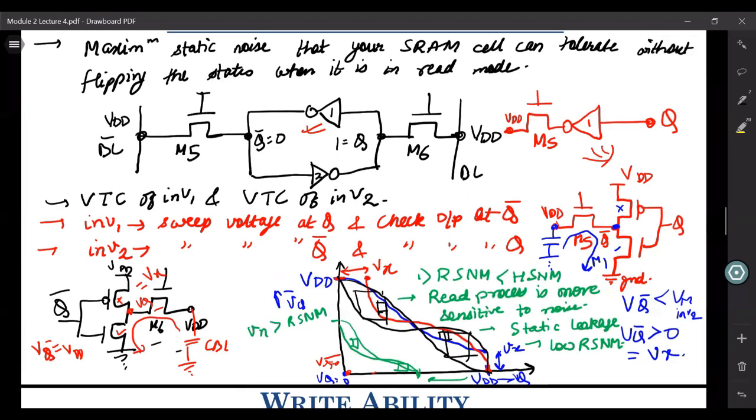With scaling of the technology node, what is happening is exactly that your noise to signal ratio, that is VN to VDD, is getting high, right? And because of that, your SRAM cells are becoming more sensitive to noise.